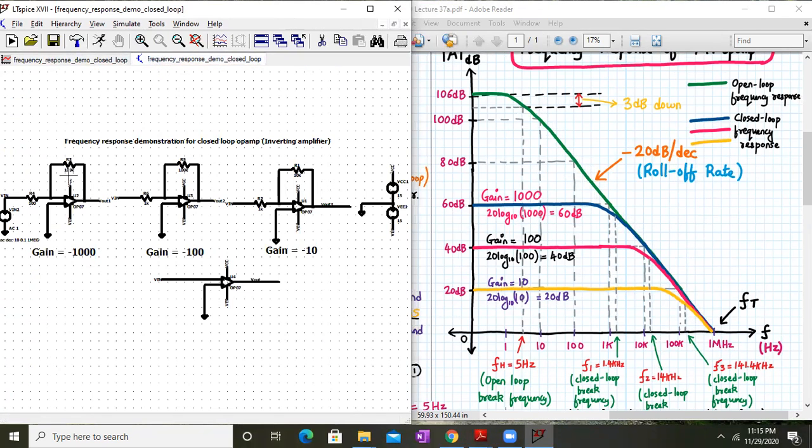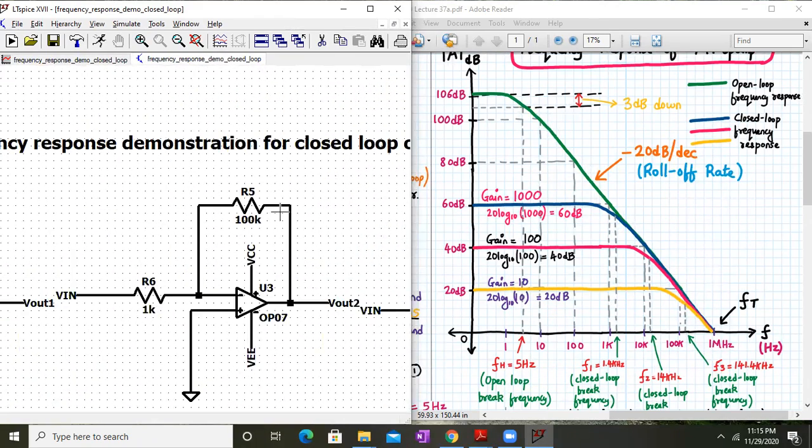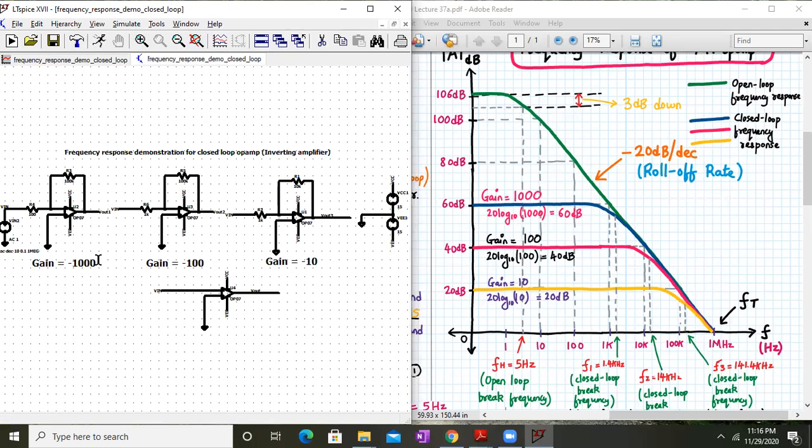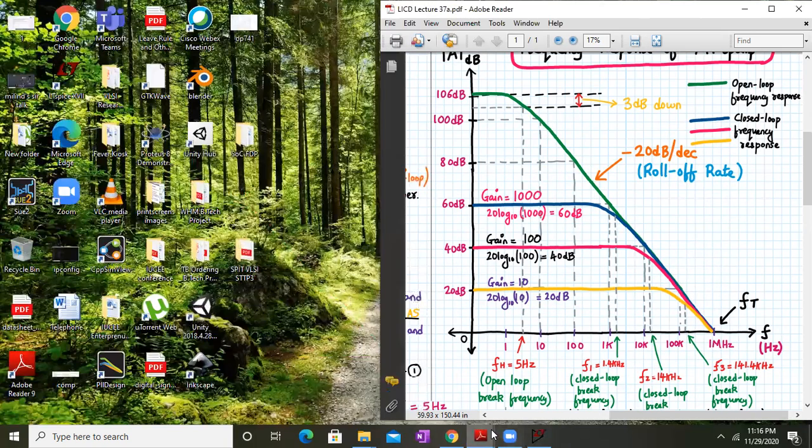So these were the frequency response demonstration for the closed loop op-amp. These were the key configurations and the open loop configuration, and this is the frequency response which we get. I hope that this point is clear. I should try again checking around 3 dB down, right? Okay, fine, no problem. We will come back to it. We'll go to the next point.